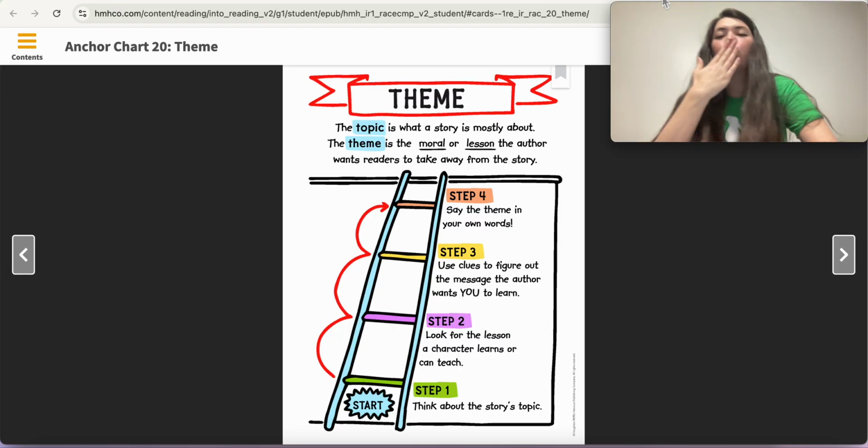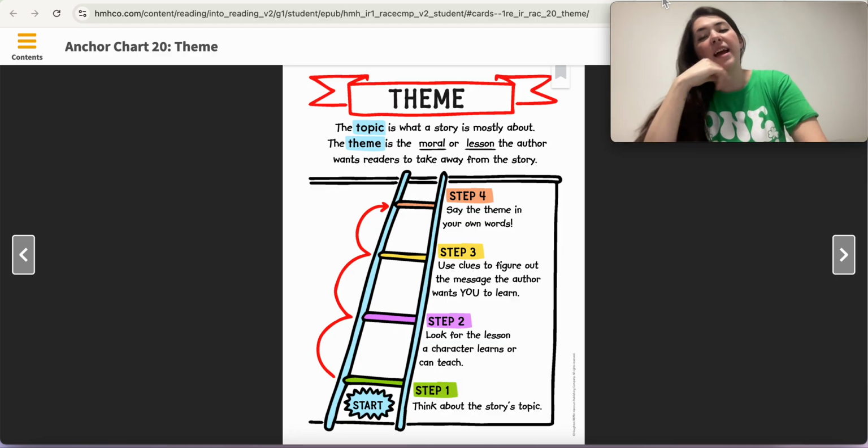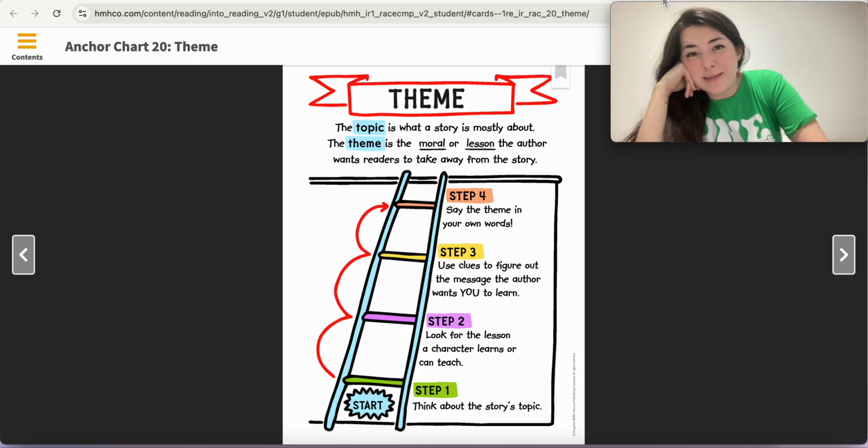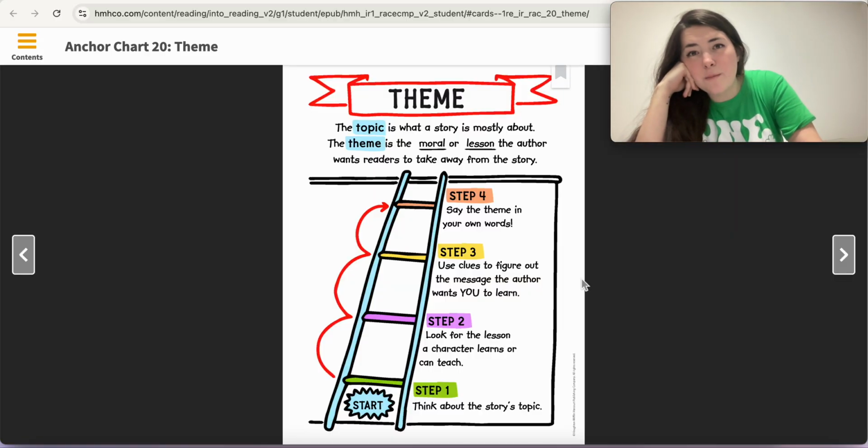Alrighty, kiss your brain, because we are moving right along to our anchor chart. Our anchor chart today is on theme. Can you say theme? Very good. So remember that the topic is what the story is mostly about, but the theme is the moral or lesson the author wants the readers to take away from the story or learn from the story. So we think of theme like a ladder, where we start at the bottom and we want to climb to the top to figure out what the theme is.